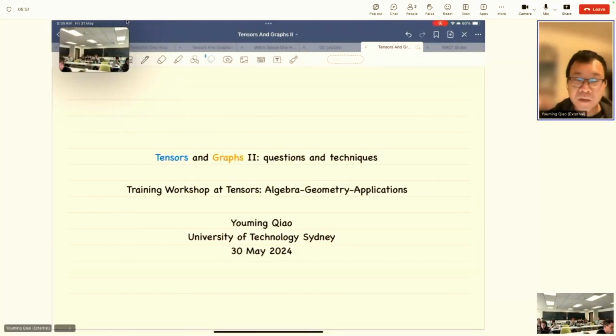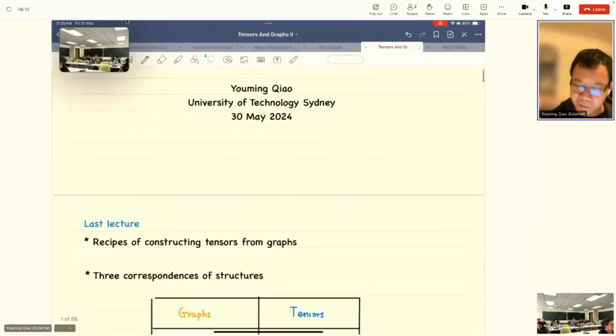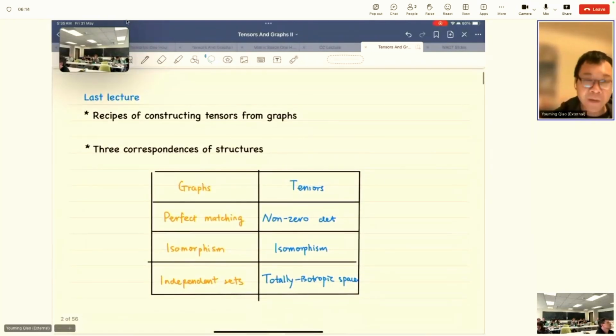Okay, so let's get started. It will be a continuation from yesterday's lecture. Yesterday we saw structures, right? About tensors and graphs. And today we are going to say mostly some questions and some techniques. So let's get started, and the first couple of slides will be just a review.